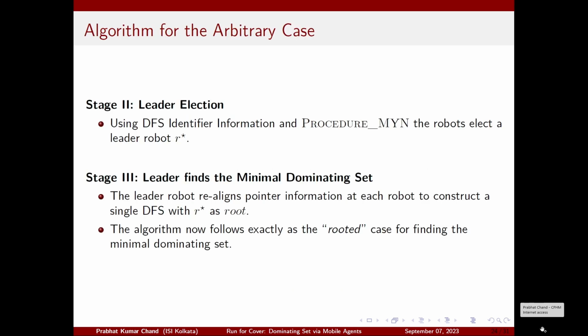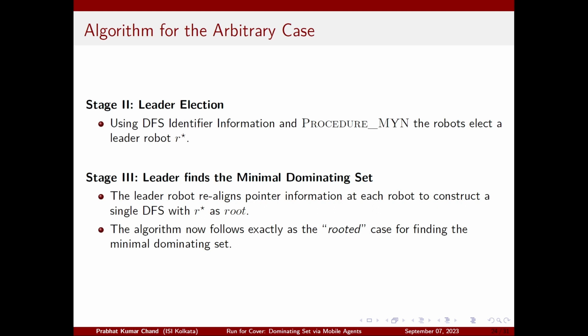Now for the leader election in stage 2. During DFS, multiple DFS trees are created, with each tree containing the DFS identifier information, which is the lowest ID robot in the DFS. Using procedure MYN, the different DFS trees can communicate and select the lowest DFS identifier information. The robot that corresponds to the lowest DFS identifier information becomes the leader robot. Now, once the leader robot is selected, we move to stage 3.